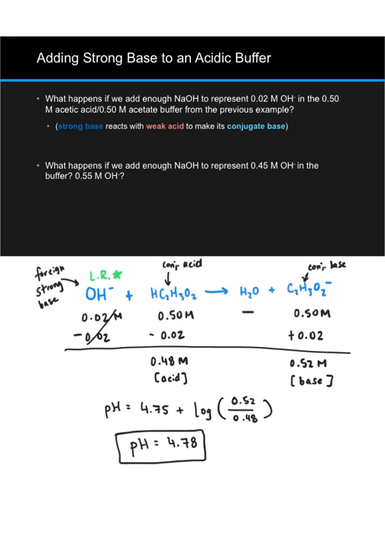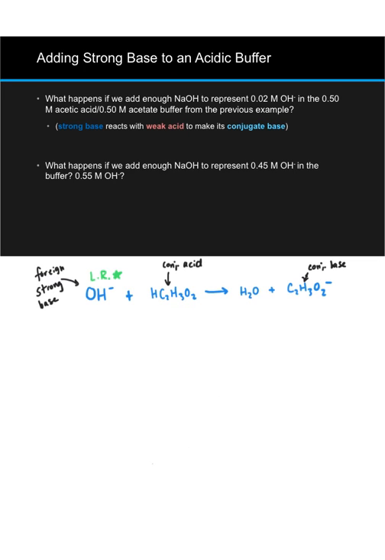At this point, I'd like you to pause the video and calculate what the new pH of our buffer would be, assuming that instead of 0.02 molar, we'd added enough hydroxide to represent 0.45 molar in the buffer. And then we'll talk about the second problem after you've done that.